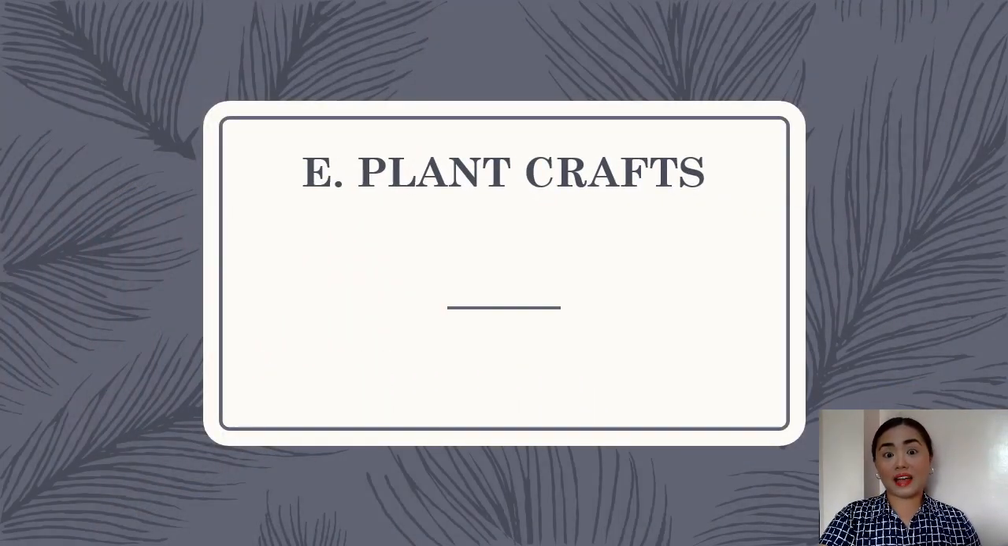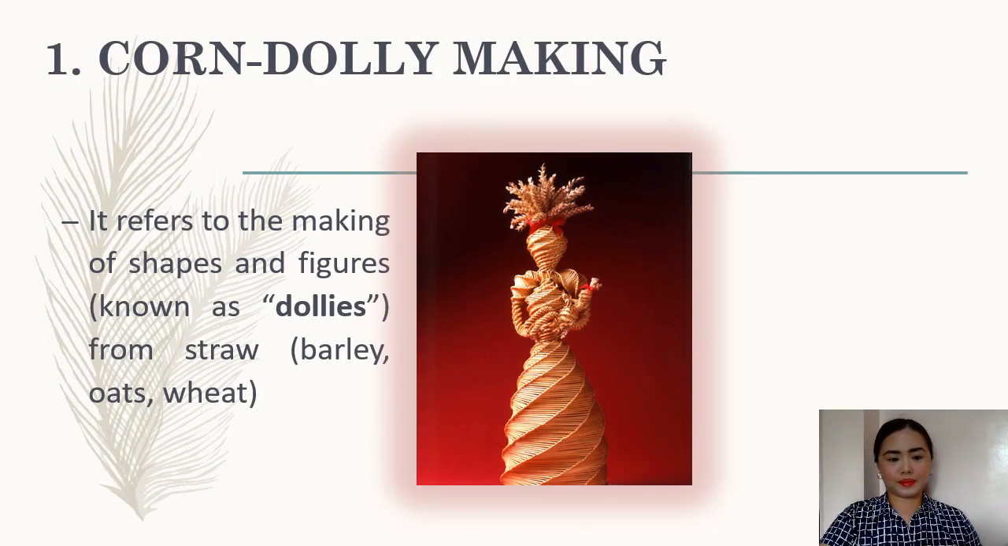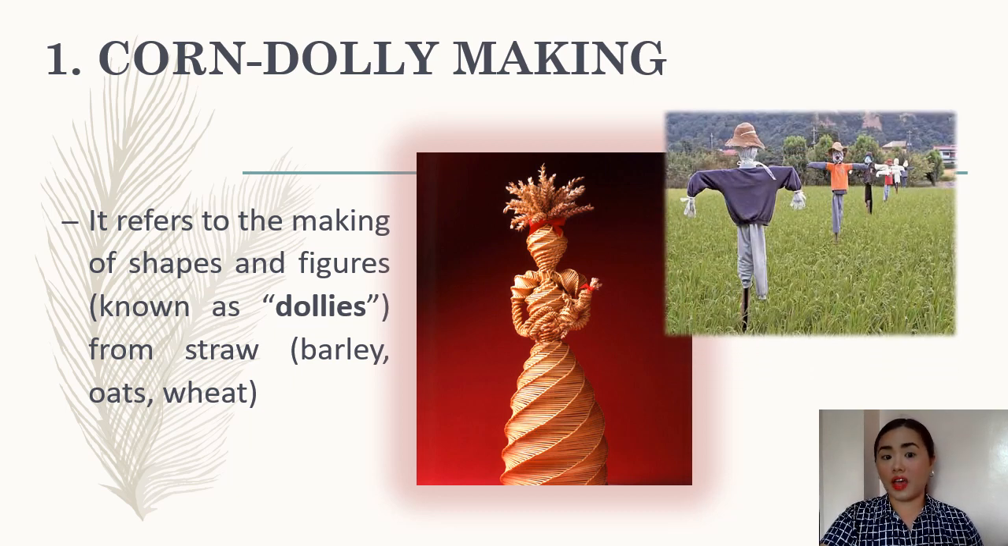And the last category of craft is plant crafts. First up, we have corn dolly making. Corn dolly making refers to the making of shapes and figures known as dollies from straw, such as barley, oats, and wheat. Another example of corn dollies are scarecrows.